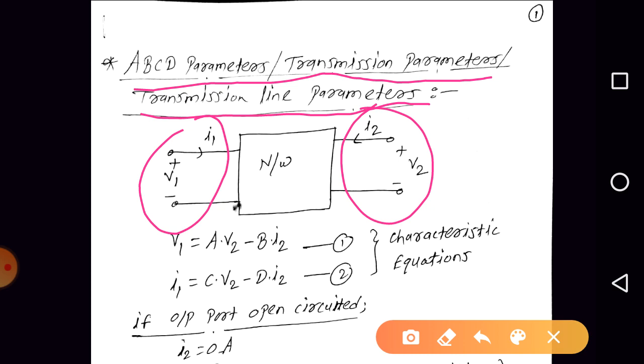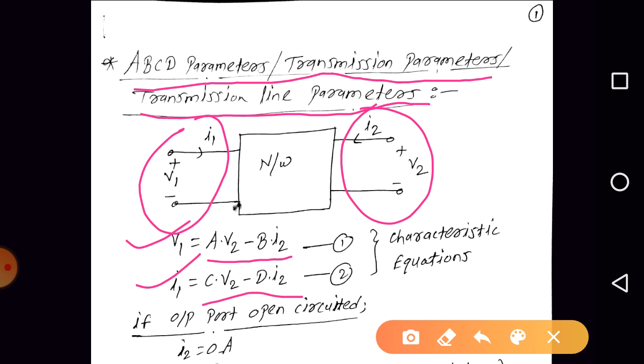Okay, as we have discussed the Z and Y parameters, Z parameters give the expression for port voltages in terms of port currents, and Y parameters give the expression for port currents in terms of port voltages, right? Now ABCD parameters give the expression for input port variables, V1 and I1, in terms of output port variables, V2 and minus I2. The characteristic equations of ABCD parameters are V1 = A V2 minus B I2, I1 = C V2 minus D I2, right?